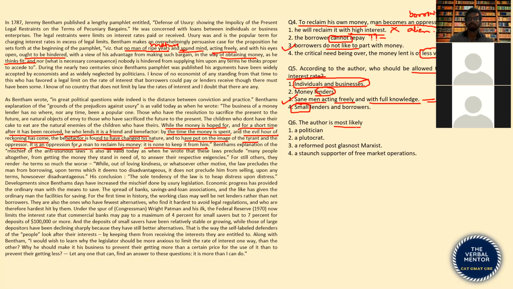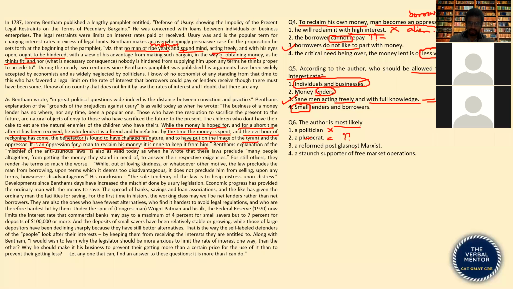The author is most likely what? Option 1, a politician. Out of question. Option 2, a plutocrat. Who's a plutocrat? Someone who supports the rule of wealthy people. Because he supports usury. He supports the practice of lending money at higher interest rates than fixed by law. He may be a plutocrat. So let's keep it for now.